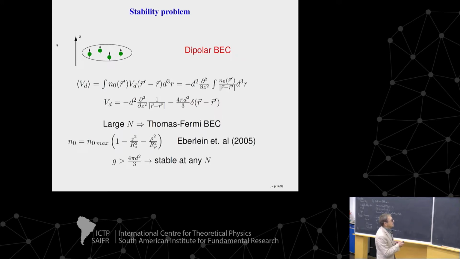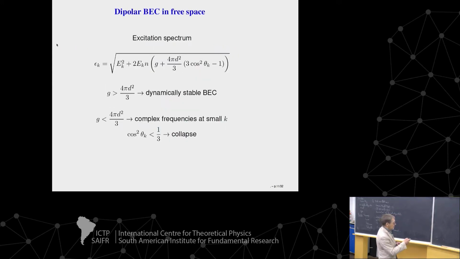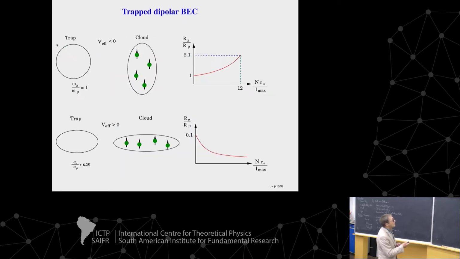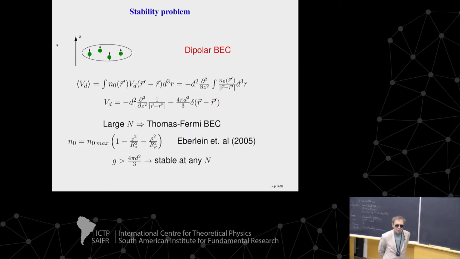If J is larger than 4 pi d squared divided by 3, which, let me remind you, is a critical number for the uniform condensate, then in this case the condensate is stable at any number of particles, whatever happens. So this is very remarkable work, and those of you who are dealing with Bose-Einstein condensation and are interested in dipole particles, magnetic atoms, or polar molecules should definitely read this paper.